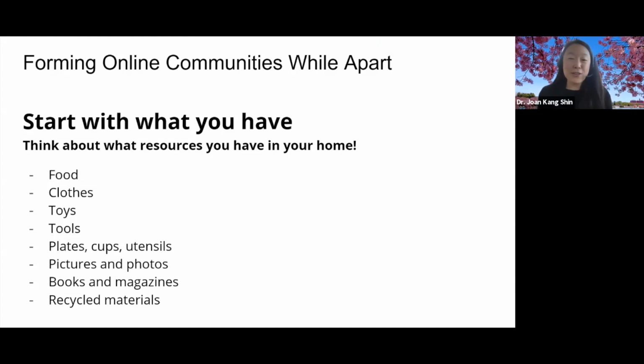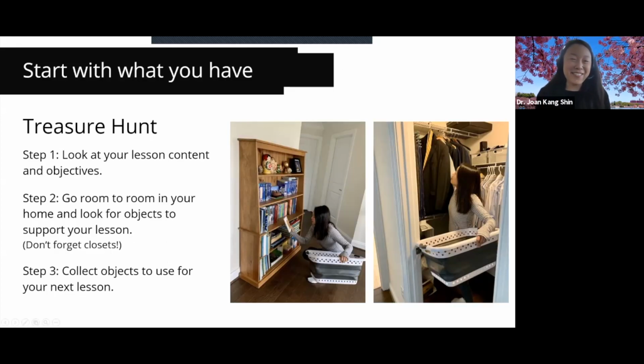So, of course, you can just go around your house and you have many things, right? If you're teaching a unit on food, you'll have food in your house, or a unit on clothes. Perhaps you have toys, tools, things in the kitchen, plates, cups, utensils, pictures, photos in your house, or even lots of books and magazines, and perhaps recycled material like empty cans and bottles and papers. So try to think about what you have, and you can do an activity. In the next slide, I'll tell you about an activity which I would like to call a treasure hunt, thinking about these resources as treasures that you have in your house.